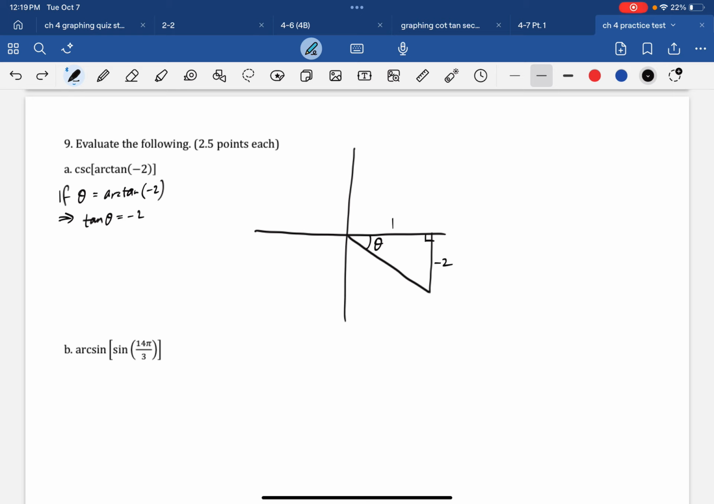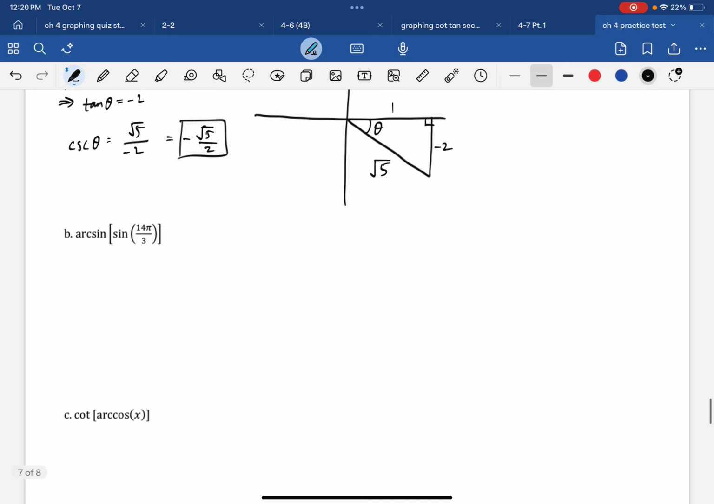And so if those two side lengths are 1 and -2, then our hypotenuse must be root 5 by the Pythagorean theorem. And so that means cosecant of theta would be root 5 over -2. So it's negative root 5 over 2 would be the answer.